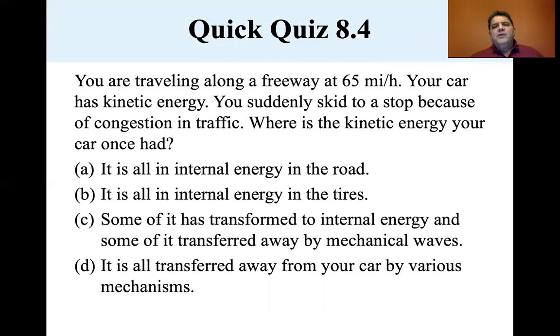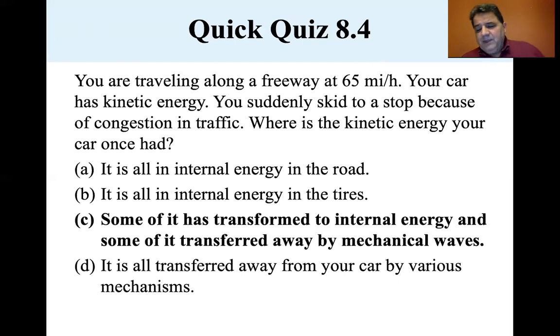Okay, you're traveling along a freeway at 65 miles an hour. Your car has kinetic energy. You suddenly skid to a stop because of congestion in traffic. Where is the kinetic energy the car once had? It is all internal energy in the road. It is all internal energy in the tires. Some of it has transformed to internal energy and some of it transferred away by mechanical waves. It is all transferred away from your car by various mechanisms. Well, we're going to pick C. In other words, the tires are warmer, the road is warmer, and there was probably screeching, so there were mechanical waves. So C is the answer.